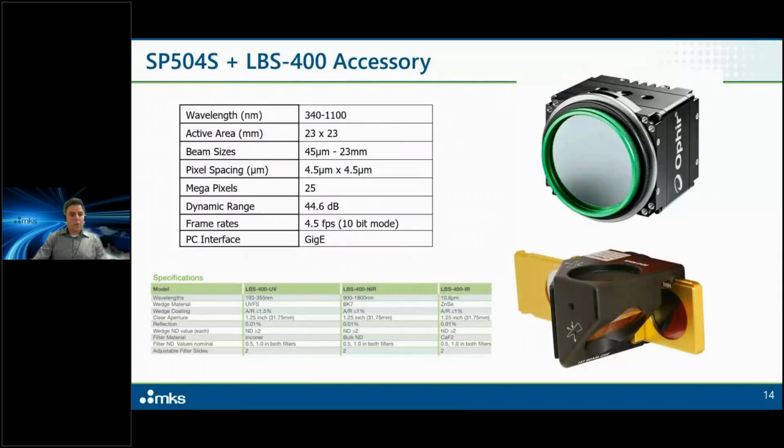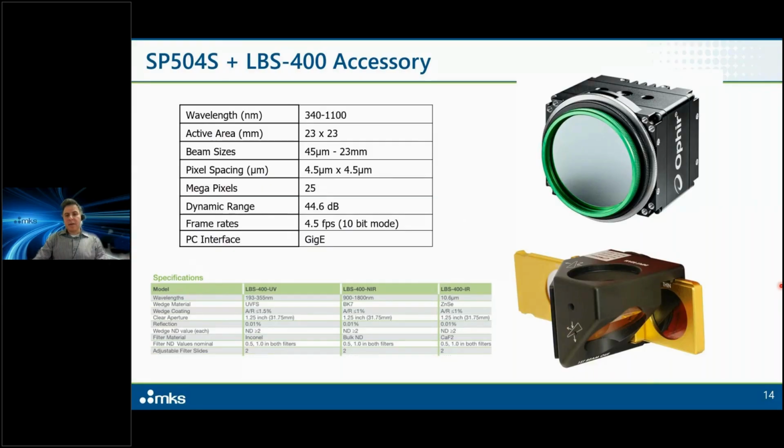Another camera we offer is the SP504S camera. This camera actually has a huge imager area, 23 by 23 millimeters. Although the sensor is huge, the pixel spacing is still very highly resolved. The pixel spacing is 4.5 microns, which enables us to measure beams as small as 45 microns. And it's used for LED measurement, wide beams, or beam tracking when the beam position is not stable.